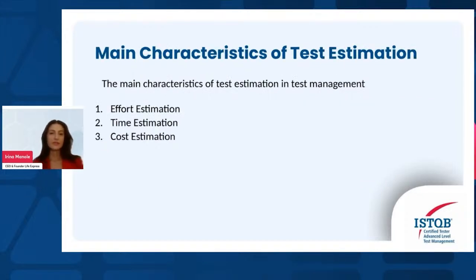Looking at the main characteristics of test estimation in test management, we would have 3 important points to mention. The first point is effort estimation. Effort is typically measured in person hours or story points required to complete the testing tasks. It's crucial to differentiate between the actual test effort and the duration of test activities. For example, it might take 100 person hours to complete a task, but this could span over several weeks depending on resource availability.